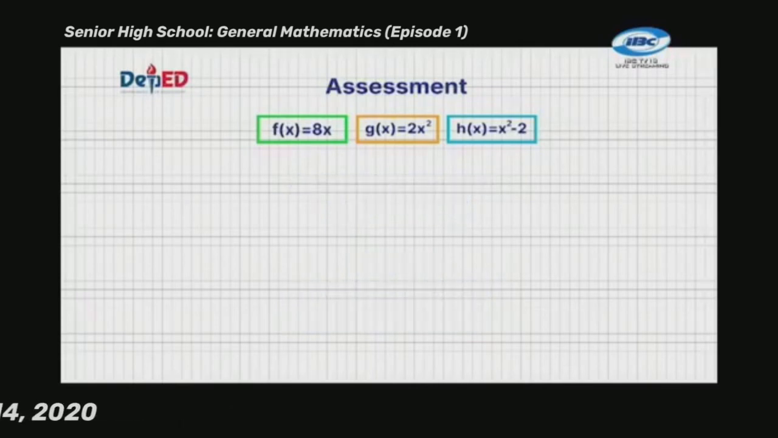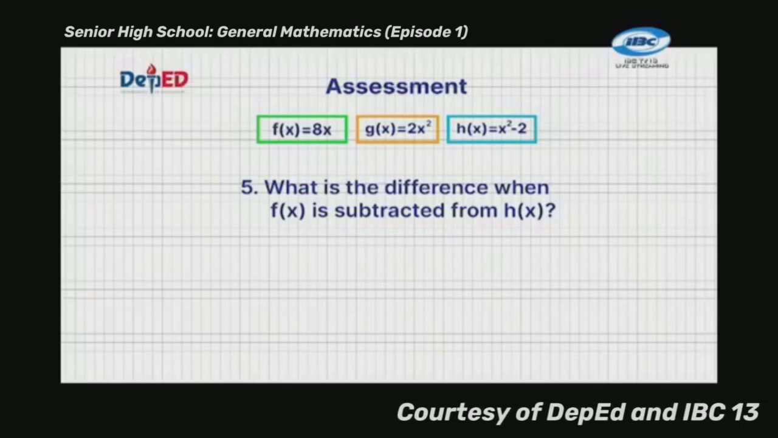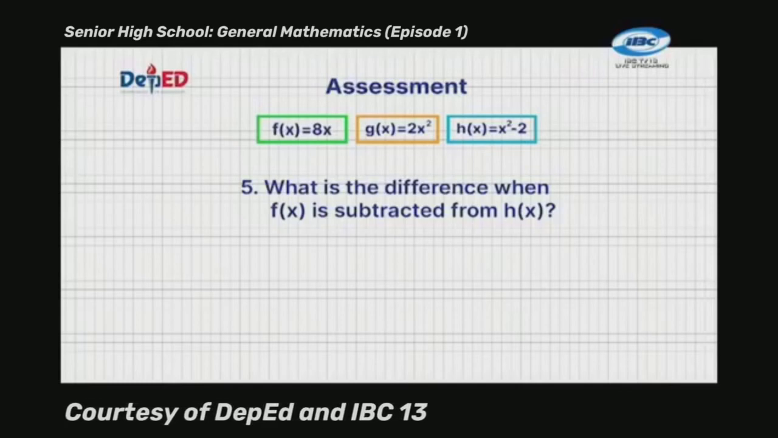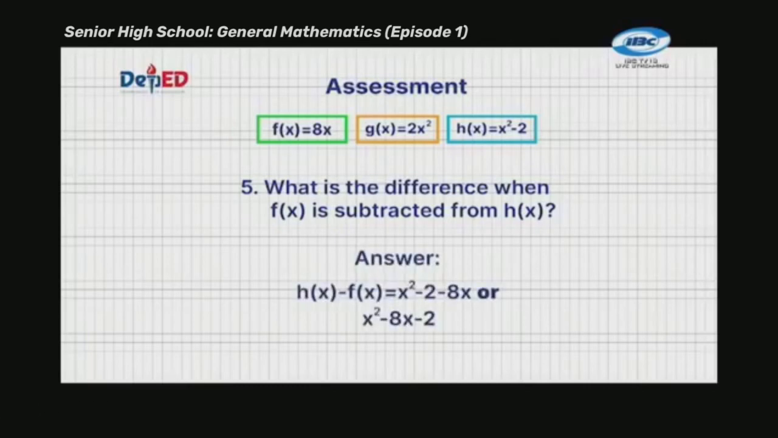Let us go to item 5. What is the difference when f of x is subtracted from h of x? Their difference is x squared minus 2 minus 8x, or x squared minus 8x minus 2. In any order of the terms, as long as you have positive x squared, negative 2, and negative 8x.